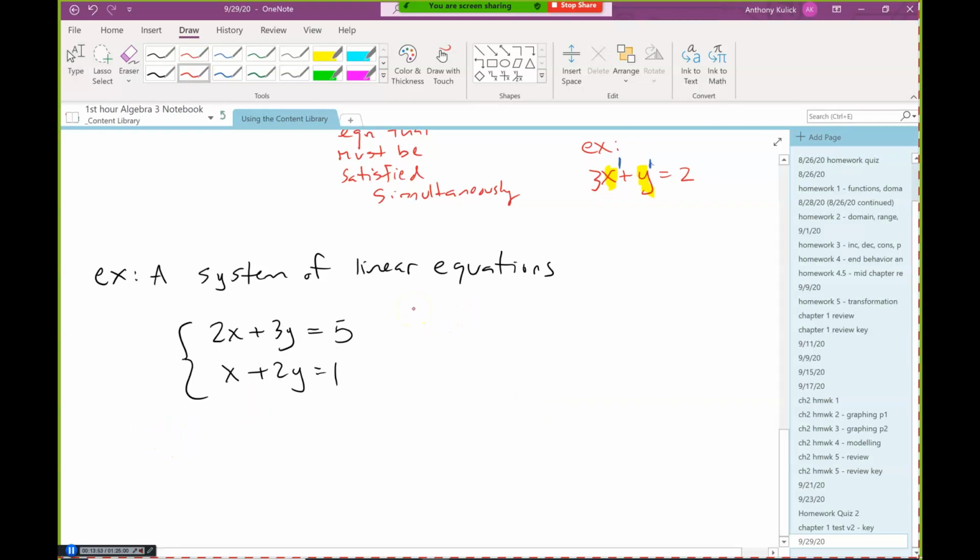So when we talk about a solution to a system, we talk about a value for each of the variables that makes both equations true.